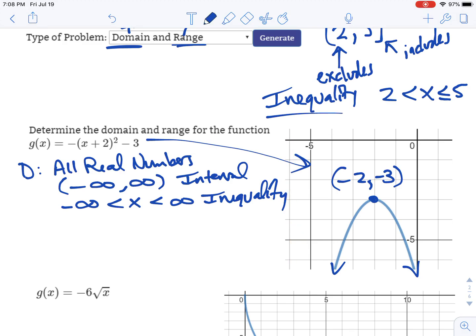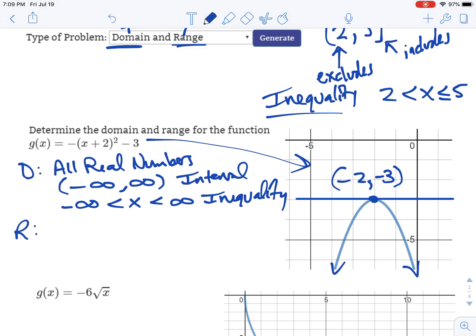For our range, that's all the possible y values that we hit by this function. So no y values are hit up top here. None of these y values are used in this function. The biggest y value, like we already said, is at -3 here. And then everything below it is in the range. So we need to say that as our range using both notations.